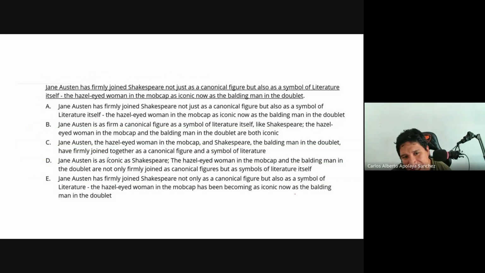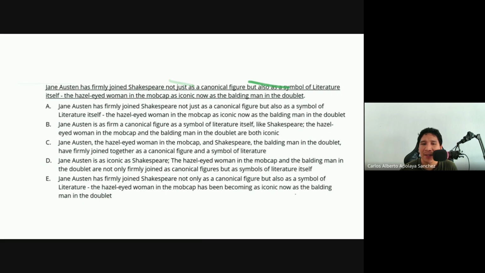It says Jane Austen has firmly joined Shakespeare, not just, look at this, not just as a canonical figure, but also as a symbol of literature itself. The hazel-eyed woman in the mob cap is as iconic now as the balding man in the blade. So look at first, analyze not just, but also.